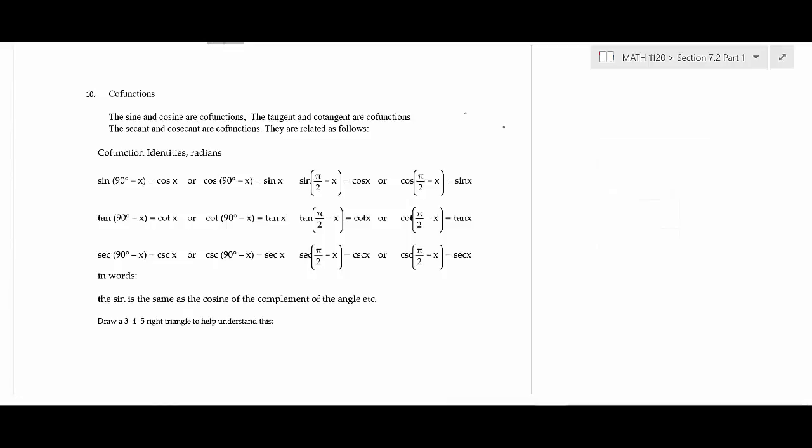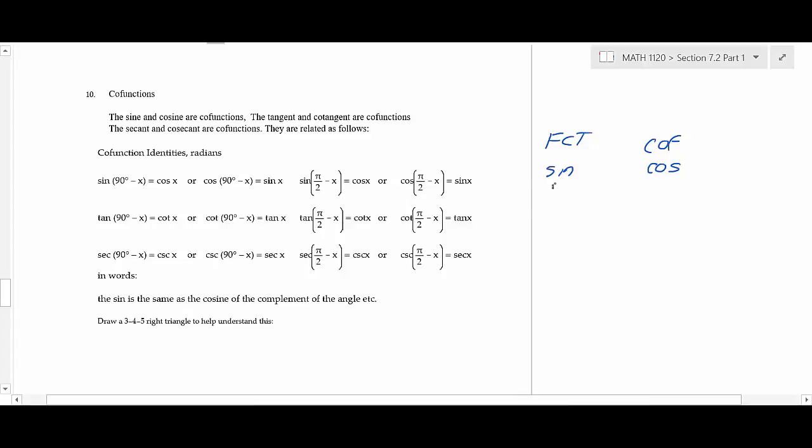So here's kind of how the idea goes, and it's easy to remember. If you have a function, it goes like this. You have the sine. Well, the cofunction, that's what the co is all about. So you have sine, cosine. The cosine is called the cofunction of the sine. That's just the way we name these.